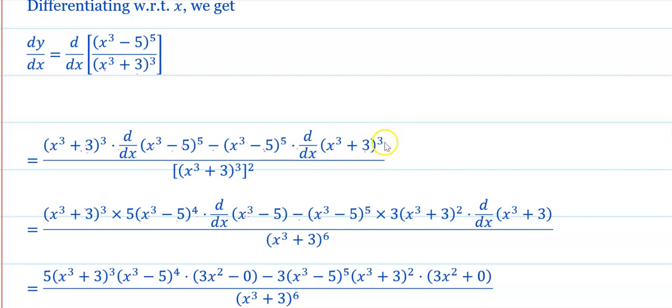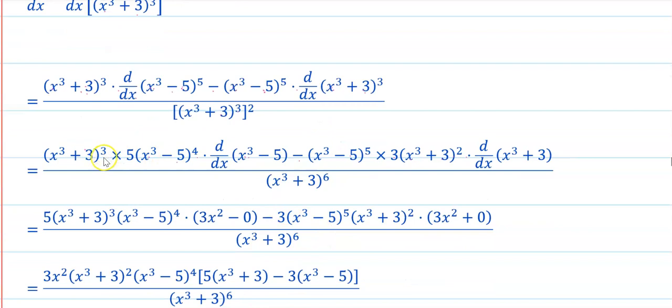म्हणजे इथे पॉवरचा डेरिव्हेटिव्ह काढणार. That is, it is a 3 into x cube plus 3 bracket square into ddx of x cube plus 3. Okay. Upon v square means what, x cube plus 3 bracket cube and it's a square. Its a power will become 6. That is x cube plus 3 bracket is to 6. पुढे simplification बघा. That is, here is a 5 x cube plus 3 bracket is to 3, x cube minus 5 bracket is to 4.